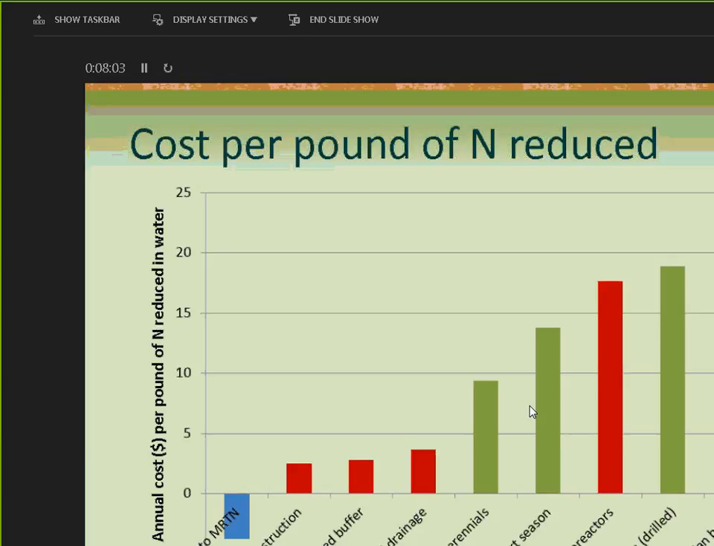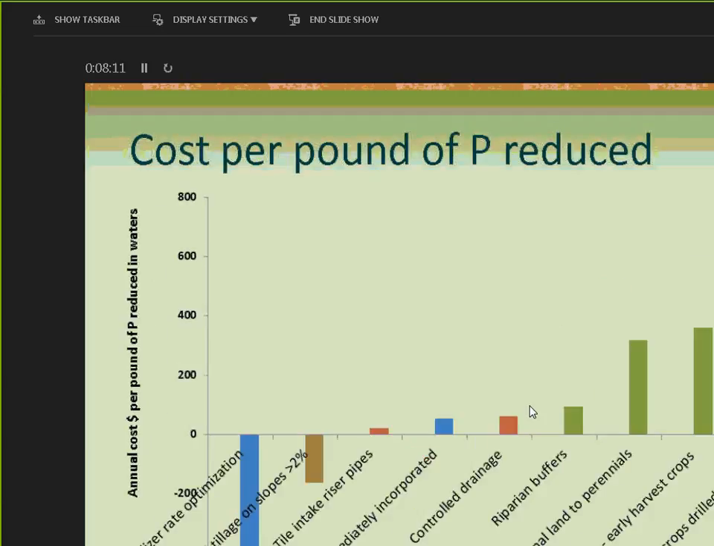Cost per pound of nitrogen reduced, comparing these BMPs. We can take a look at that and that's part of the decision in choosing BMPs. We can look at the cost per pound of phosphorus reduced, anywhere from cost savings, the negative bars here, to lower cost BMPs to a higher cost per pound of phosphorus reduced.